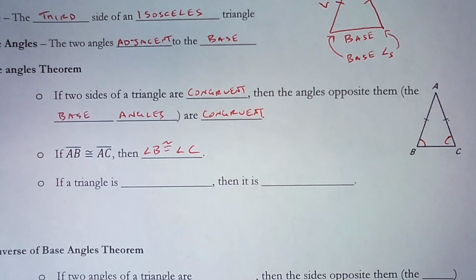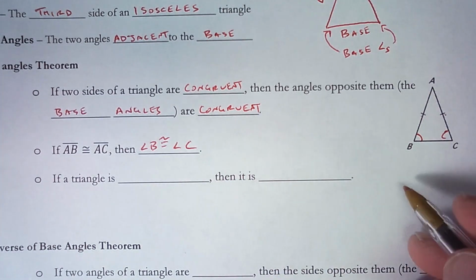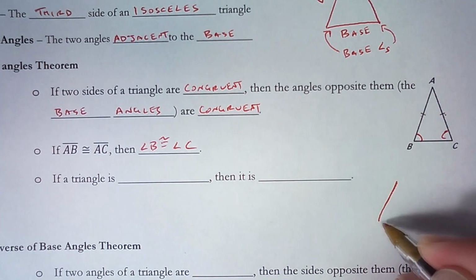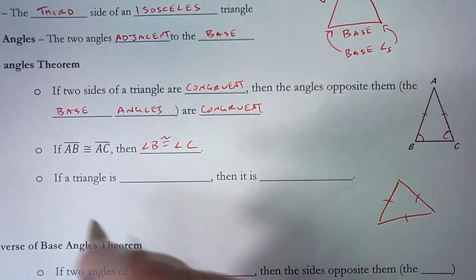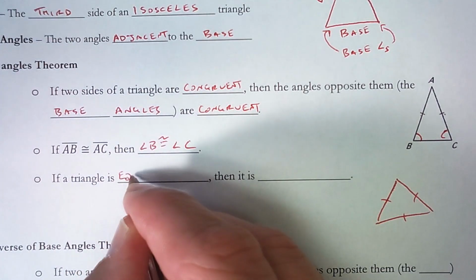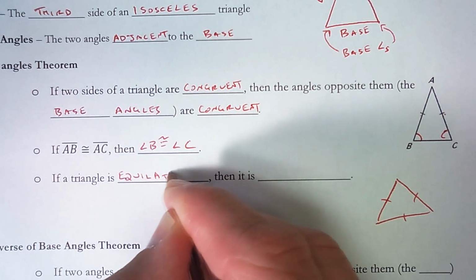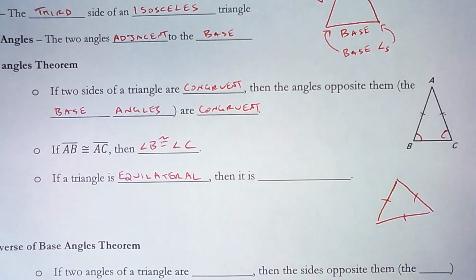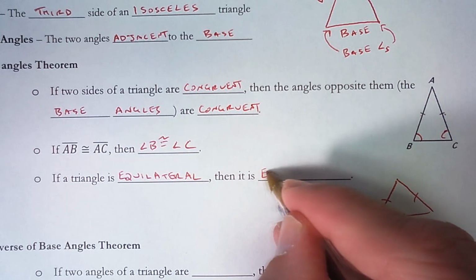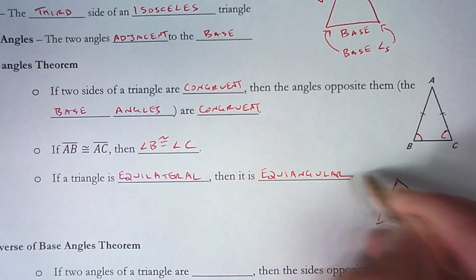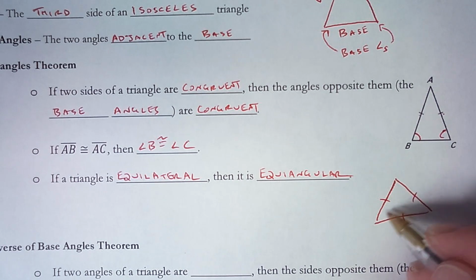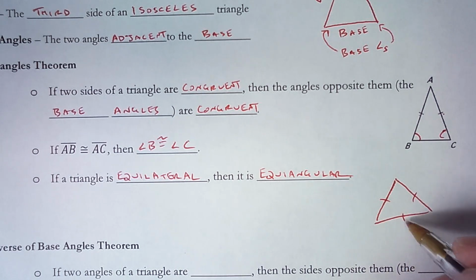Okay, now if we follow that logic, then if we have a triangle that is equilateral, so all three sides are the same, so if a triangle is equilateral, then it must also be equiangular. So all three angles are the same. If all three sides are congruent, then all three angles are also congruent.